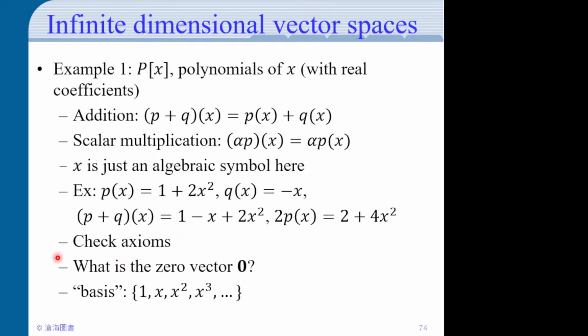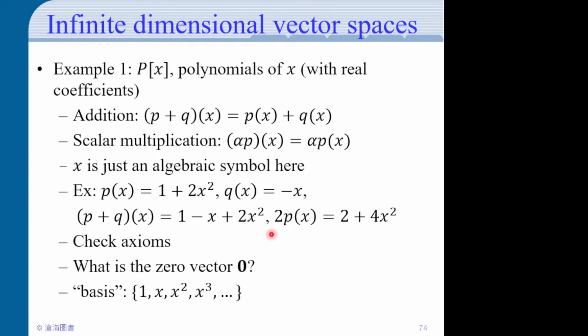Then you can think about what's the zero vector here in this vector space. Anyone want to say what's the zero vector here? Well, anyway, the zero vector is the polynomial with all coefficients equal to 0. So it's kind of the scalar, just the zero number. Every coefficient is 0, kind of the scalar 0.